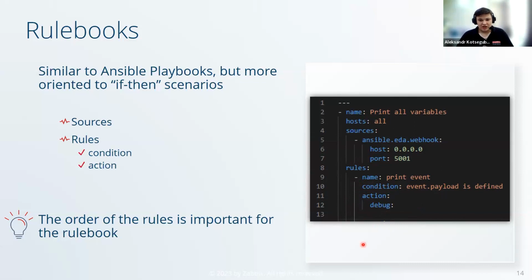What does it mean? If you specify a very common condition at the first place of your rulebook, and this rule matches a lot of events, then this rulebook will execute only the first rule, and other rules will always be skipped.